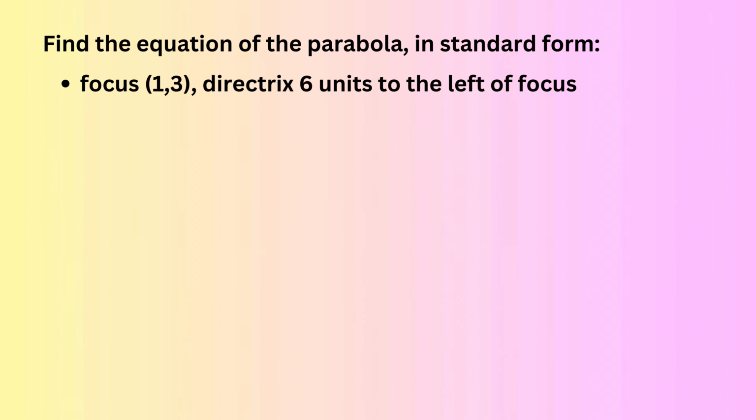In this given, we don't have both the vertex and the value for c. Instead, we're given the focus at (1, 3), and the directrix 6 units to the left of the focus. Since the focus is to the right of the directrix, we can say that the parabola opens to the right. To find the vertex given the focus and the directrix, we just need to find the distance from the focus to the directrix and divide it by 2, since the vertex is in between them.